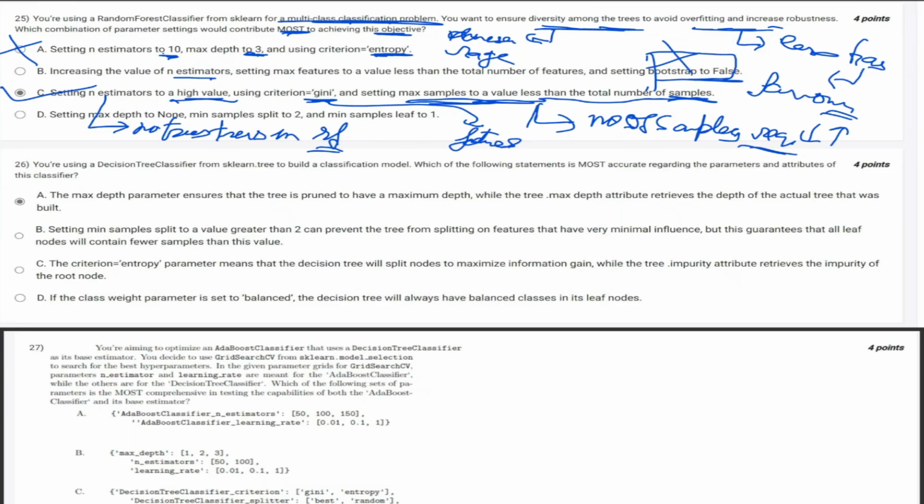Setting max_depth to none, min_samples_split to 2 and min_samples_leaf to 1. So max_depth none means the highest number of depth, and that will lead to overfitting, and we don't want to overfit, so that's wrong.